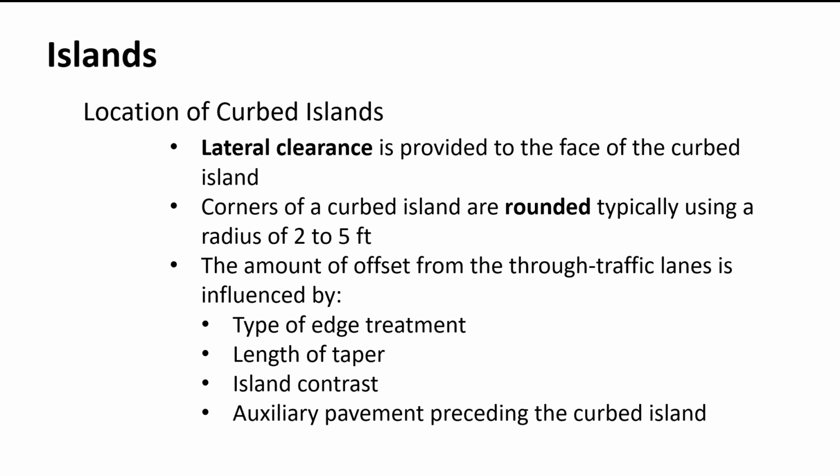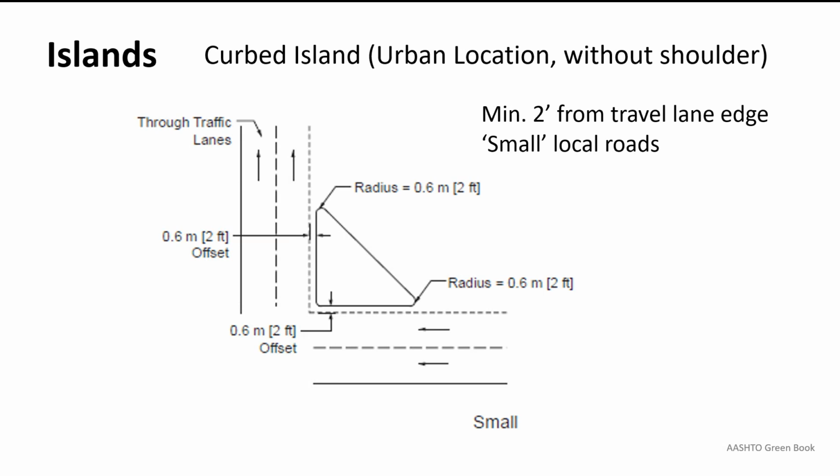If you've got a radius in there, what's the length of the taper? How well is that island contrasted against the background so people can see it better? And is there any auxiliary pavement preceding that curbed island, which would be shoulders or an extra turn lane coming into it? Those are all things we have to take into account. So we're going to cycle through some of these basic ones.